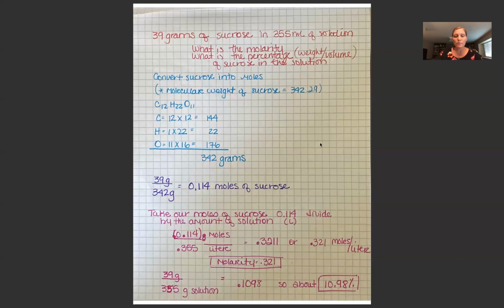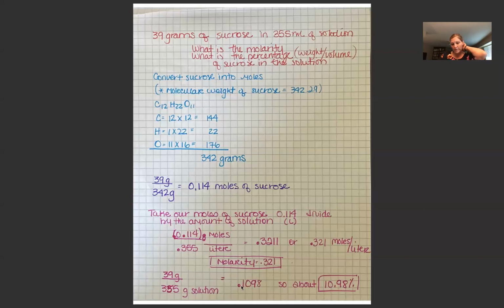All right, so the rest of the question is, what is the percentage of sucrose in the solution? So we're going to take our solution, which is 355 milliliters technically, and divide it by the 39 grams.